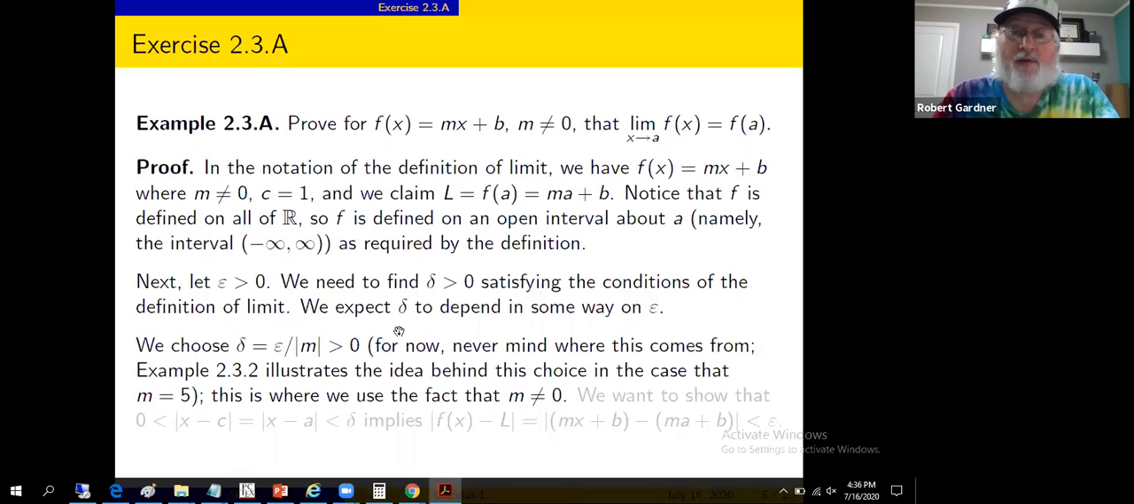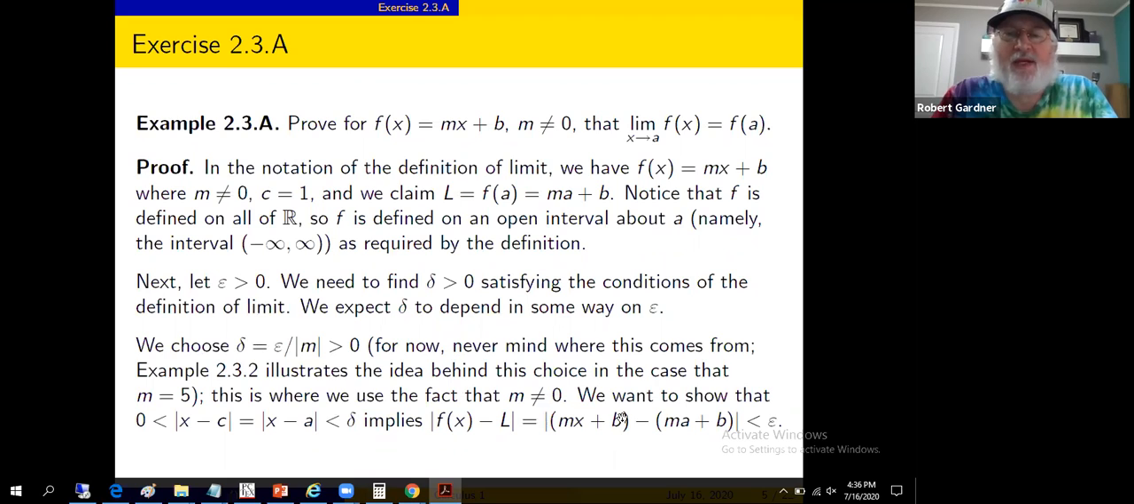Let's see if it works. Again, never mind where that came from. We'll take care of that soon enough. Right now, I just want to illustrate the logic of we're given an epsilon greater than 0, and then we choose a delta value. I'm choosing that delta value because I've been doing this a long time and I know it works, but we'll illustrate how to find them.